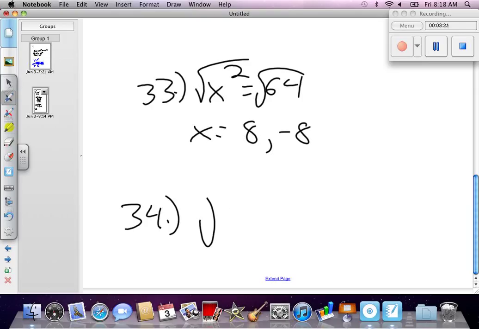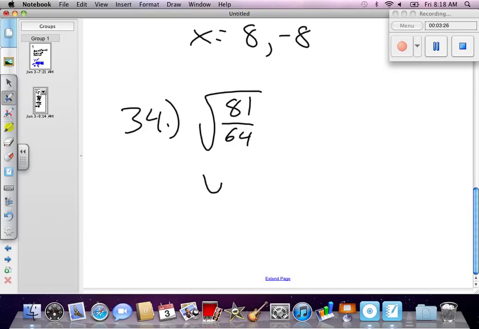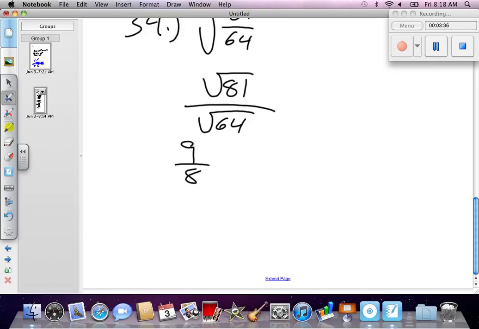34, we've got the square root of 81 over 64. Remember, that's the same thing as the square root of 81 over the square root of 64. What's the square root of 81? What's the square root of 64? 9/8. And remember, that could be plus or minus, but it's not an option on ours. Okay, let's look at 35.